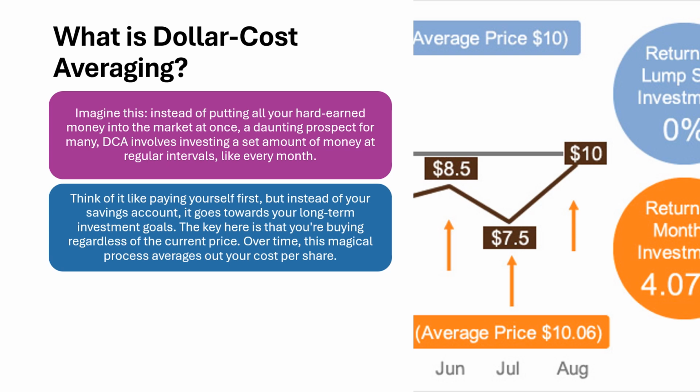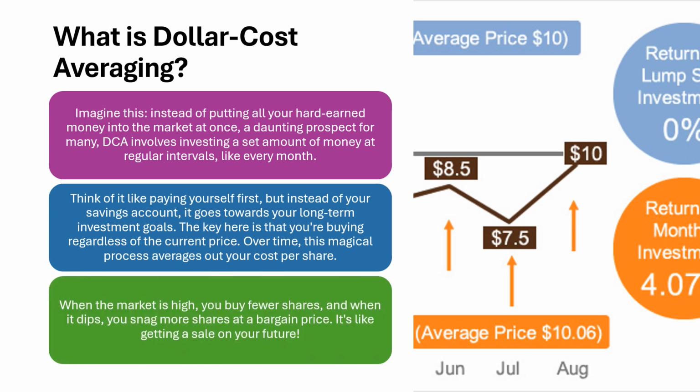The key here is that you are buying regardless of the current price. Over time, this magical process averages out your cost per share. When the market is high, you buy fewer shares, and when it dips, you snag more shares at a bargain price. It's like getting a sale on your future.